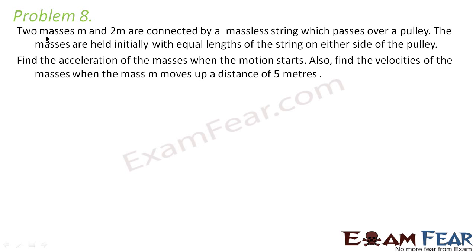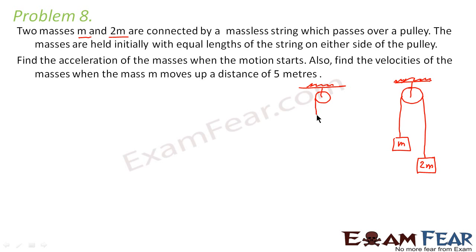The problem says two masses m and 2m are connected by a massless string which passes over a pulley. That is, we have a pulley and two masses, m and 2m. The masses are held initially with equal lengths of the string on either side of the pulley. So how was the initial arrangement? This is the pulley, this is m1 and this is m2. This was m, this was 2m.